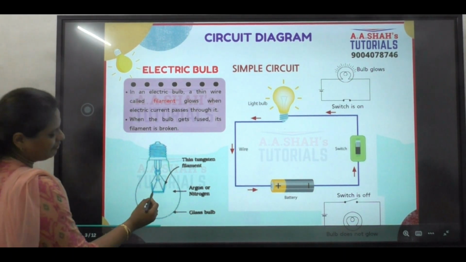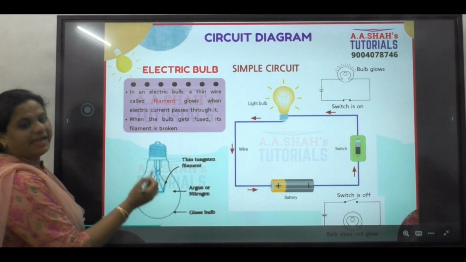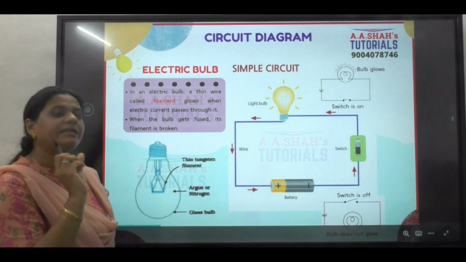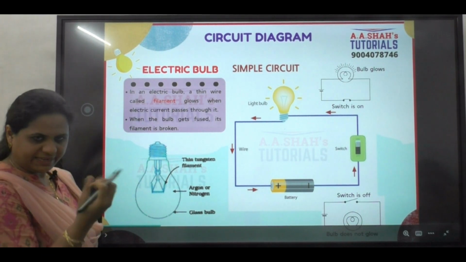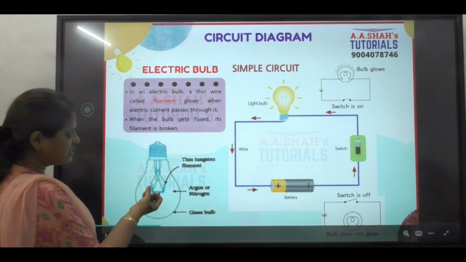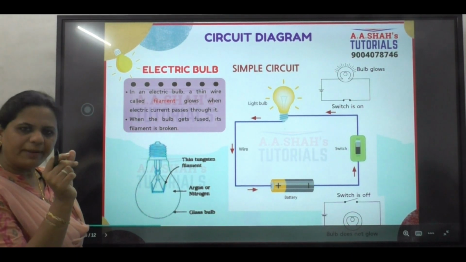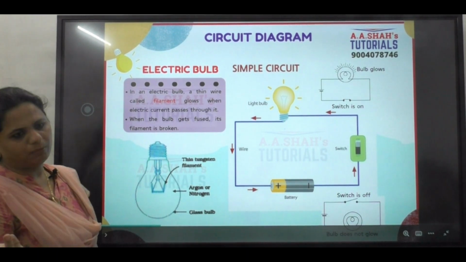It's a tungsten filament. You must have seen a bulb has a small filament here. What happens is the tungsten filament heats up and glows. Because of the high heat which it gets through electricity, it heats up and it glows, and that's how the bulb functions. If that tungsten filament breaks, the bulb will not work. You will have to buy a new bulb.